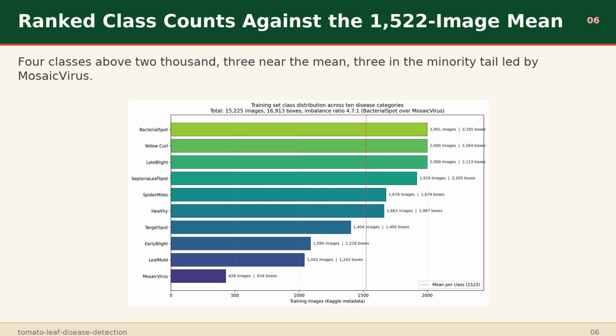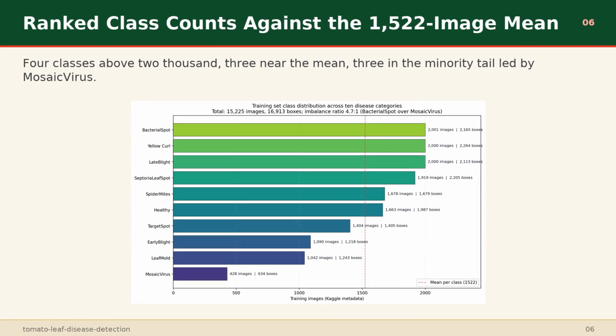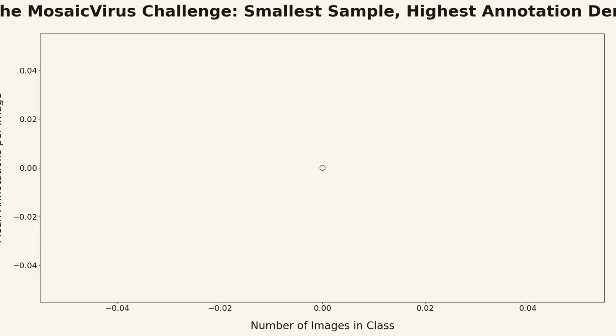The 2-panel figure pairs class size against annotation density, and the combination is where the operational headline lives. The left panel repeats the ranked class counts. The right panel shows boxes per image for each class. BacterialSpot 1.08, early blight 1.12, healthy 1.19, late blight 1.6, leaf mold 1.99, MosaicVirus 1.48, Septoria spot 1.5, spider mites 1, target spot 1, MosaicVirus. That is a doubly challenging class for any detector.